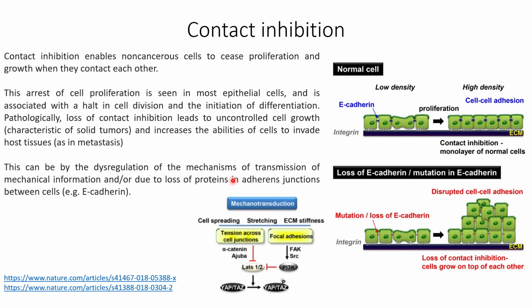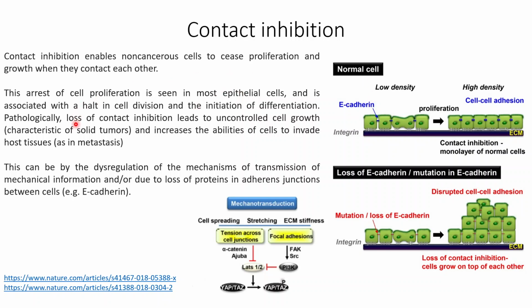I thought I'd talk about contact inhibition because I mentioned this quite a lot while we were looking at previous slides. So contact inhibition is what enables non-cancerous cells to cease proliferation and growth when they contact each other or when the cells are touching. So this is seen in most epithelial cells. It's associated with cell division halting, and it will initiate differentiation eventually.